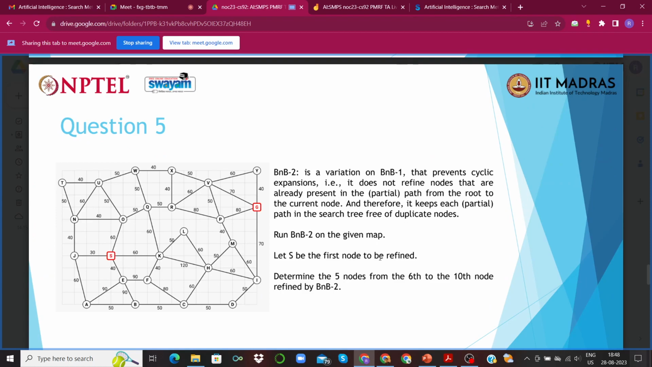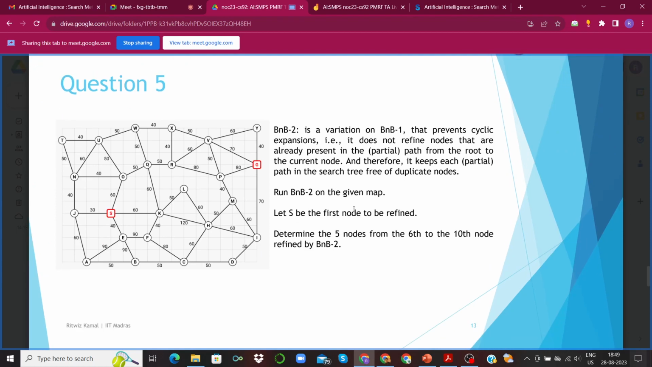Let's move on to the second variation of branch and bound that we were talking about, where we prevent cyclic refinements.